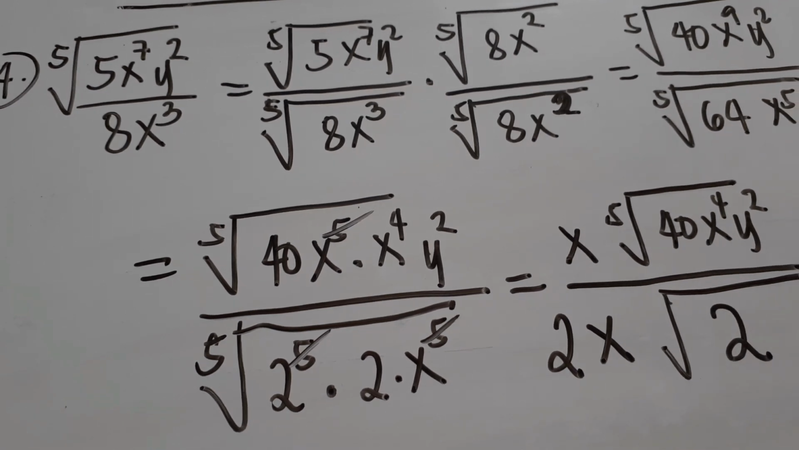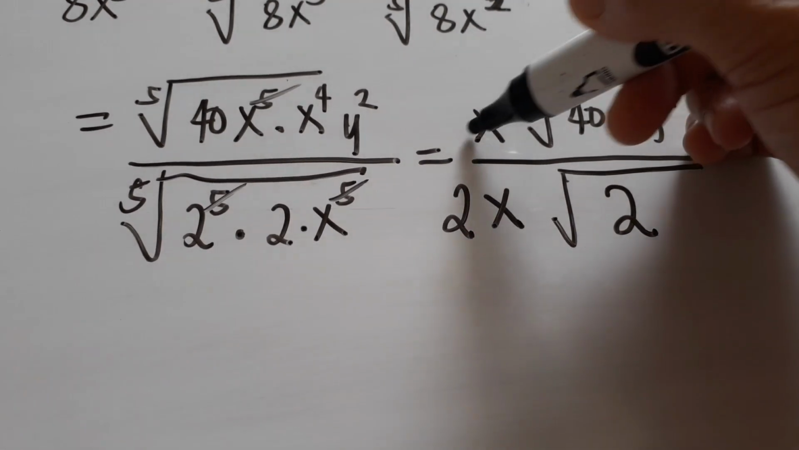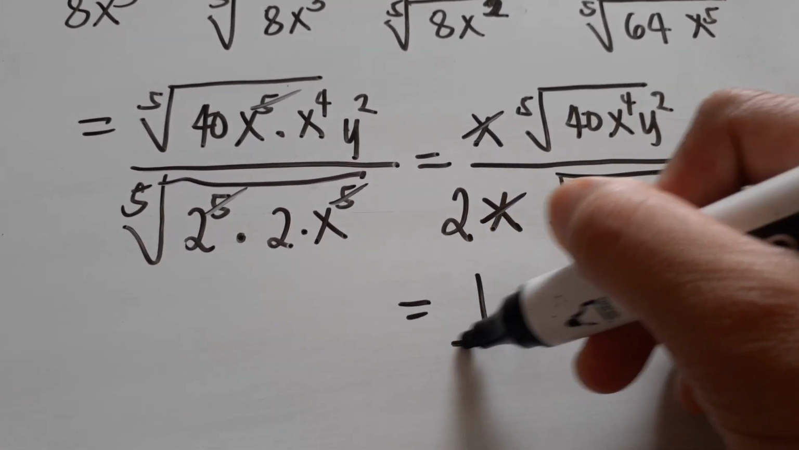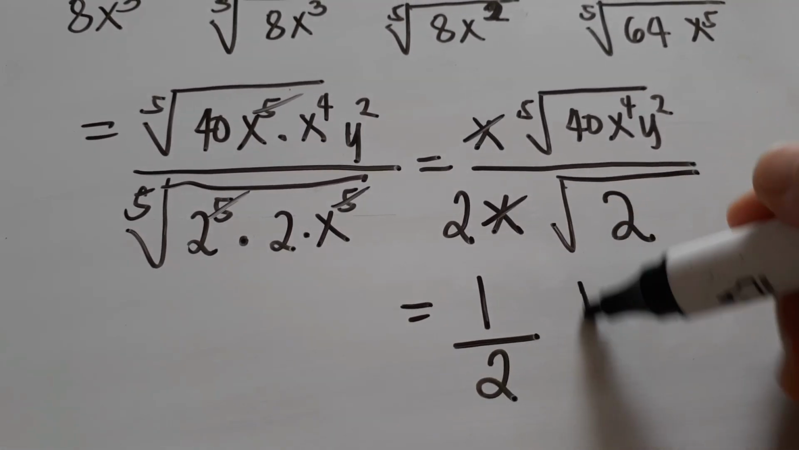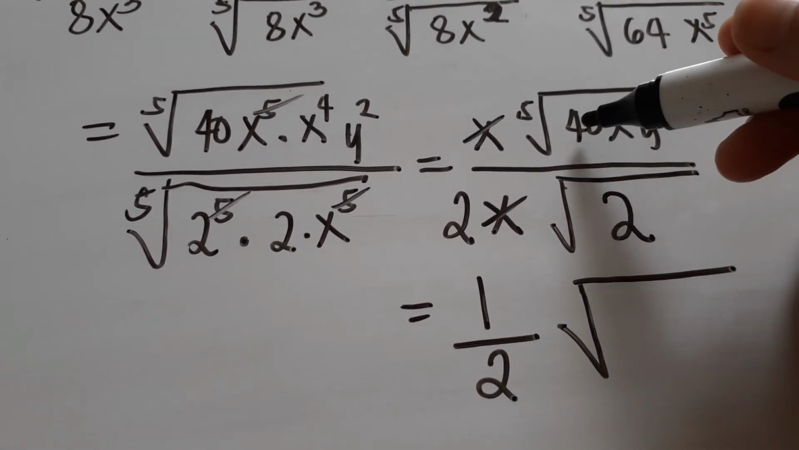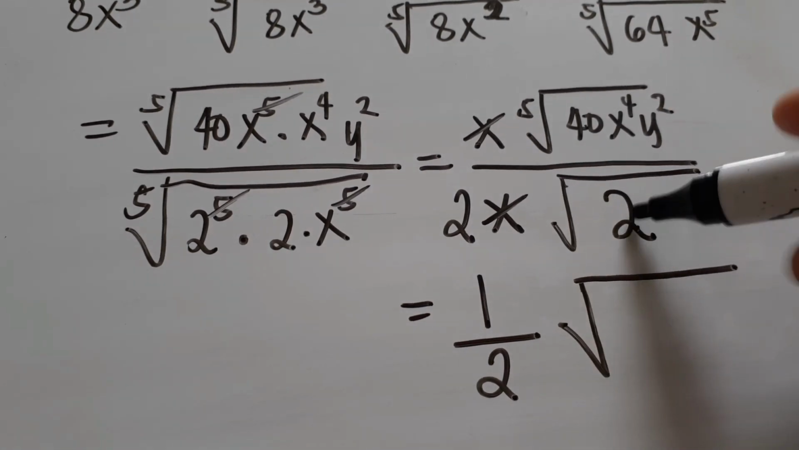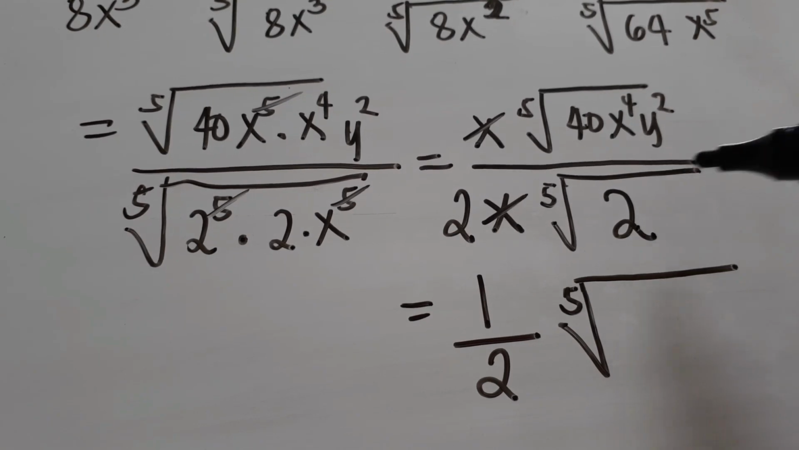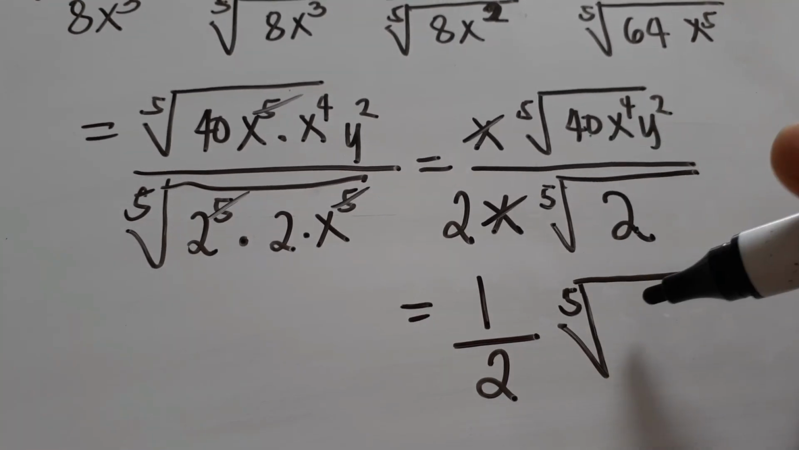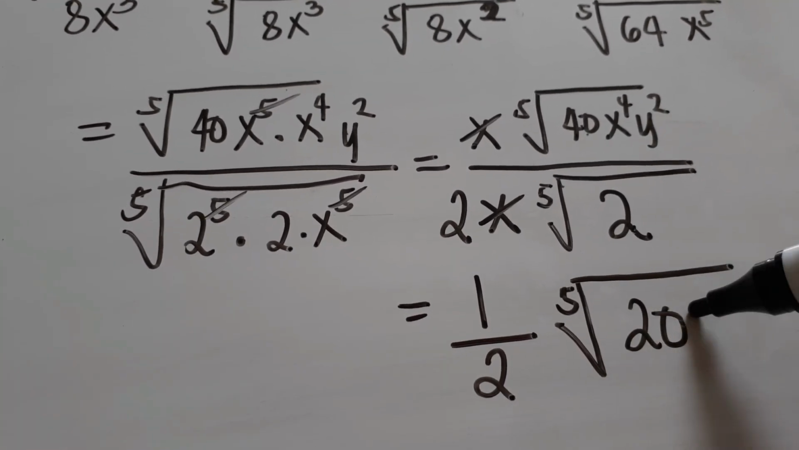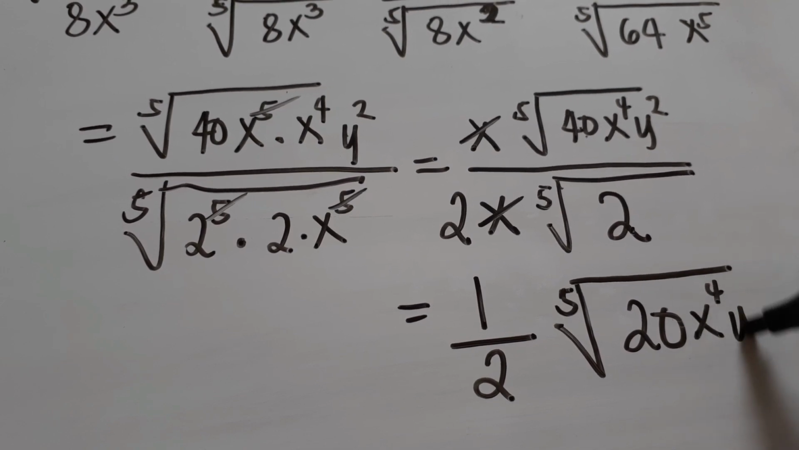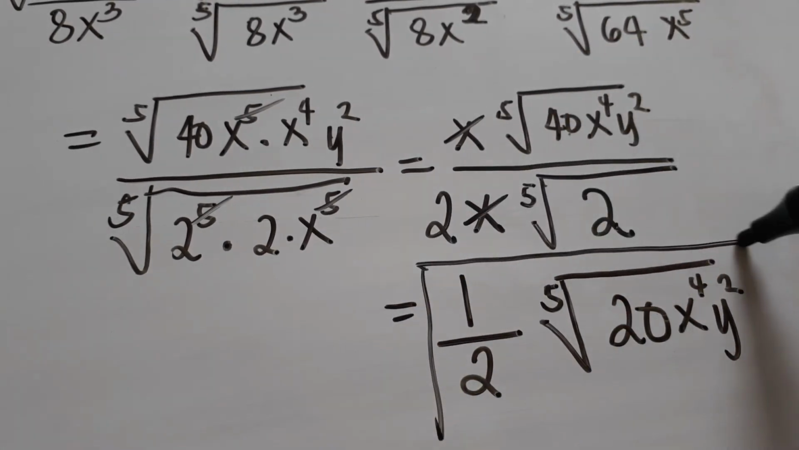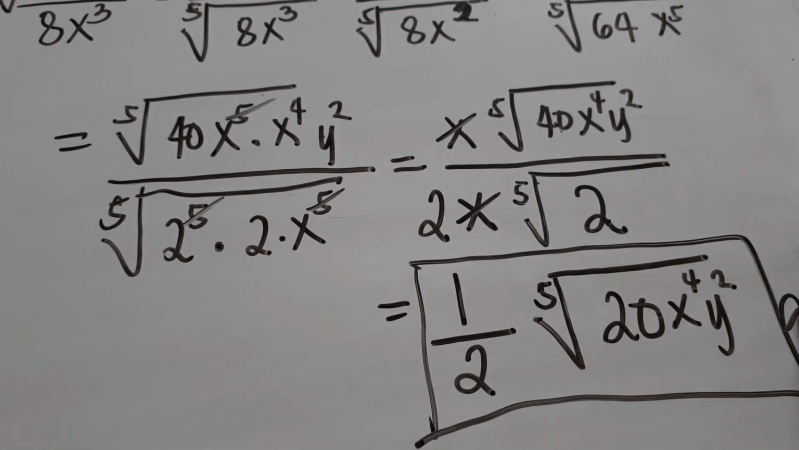Since x over 2x, we can divide, which is 1, and x over x is equal to 1, so 1 over 2. And then the fifth root of 40 divided by 2 is equal to 20x raised to the power of 4 y squared. And this is the answer, 1/2 the fifth root of 20x to the 4th y squared.